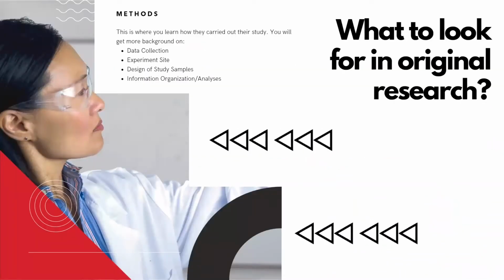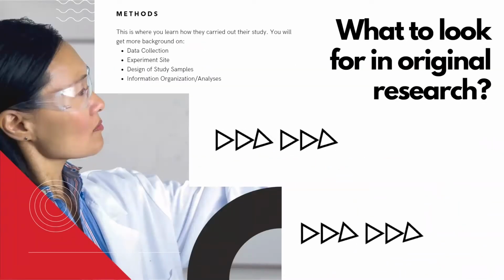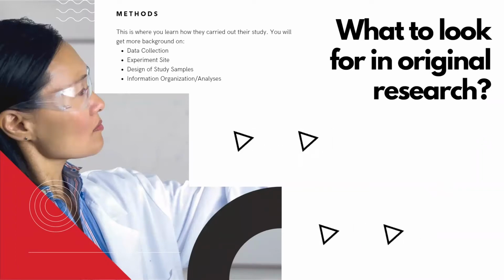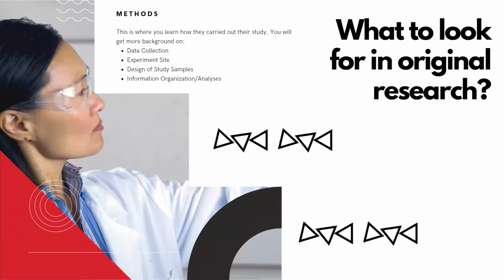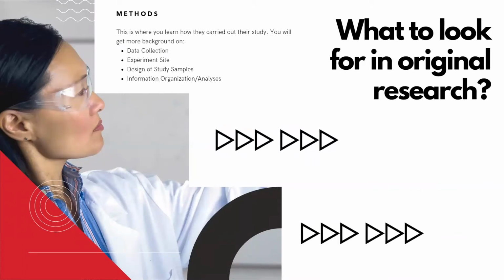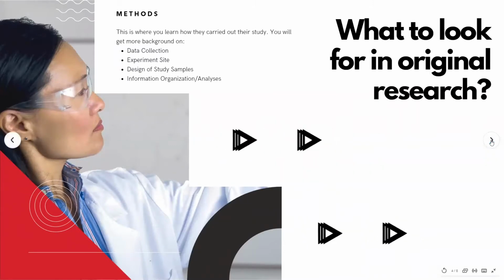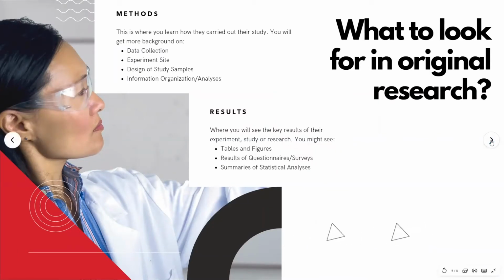What we can look for in original research are methods. This is where we learn how they carry out their study. You will get more background on data collection, experiment site, design of the study sample, and information organization and analysis. You will also see a results section.